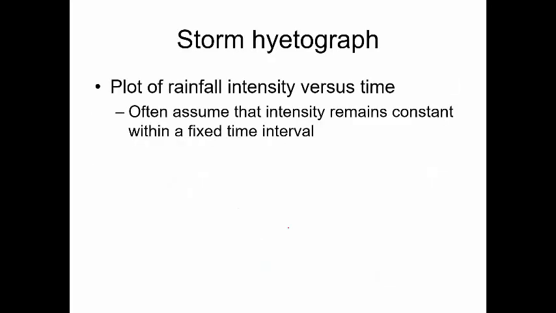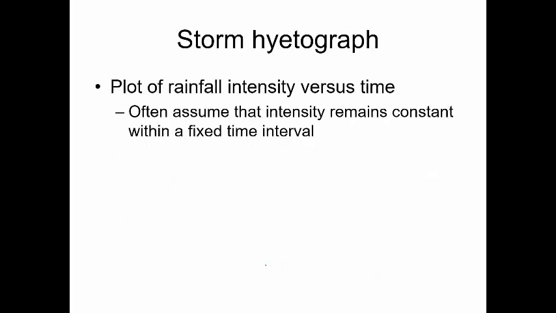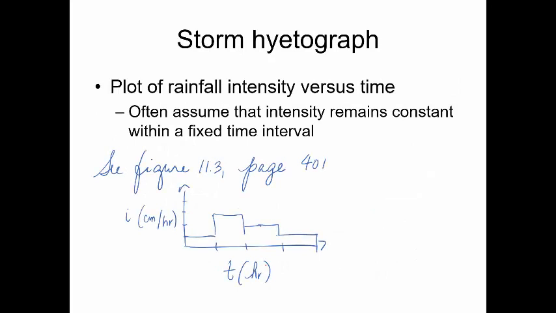So as I said, this is a plot of rainfall intensity versus time, and we often assume that the intensity remains constant within a fixed time interval, which is what we're saying here. Within this time interval, we're saying that it remains constant. So you see this figure, and this is what I just said. So you have the intensity in centimeters per hour or inches per hour, and then the time in hours.